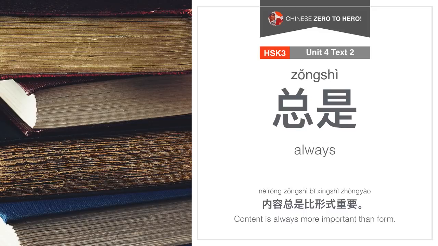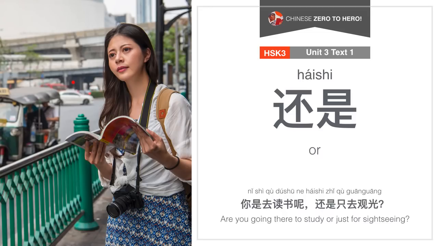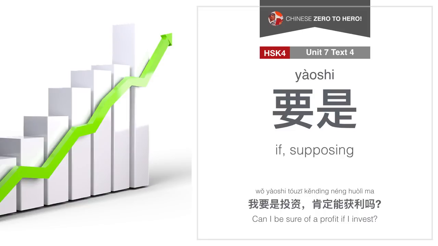And in HSK 3, we learn the word 总是 meaning always. 内容总是比形式重要。Content is always more important than form. In HSK 3, we also learned 还是 meaning or, as in do you want this one or that one? 你是去读书呢，还是只去观光？Are you going there to study or just for sightseeing? In HSK 4, we also learn the word 要是 meaning if or supposing. 我要是投资，肯定能获利吗？Can I be sure of a profit if I invest?